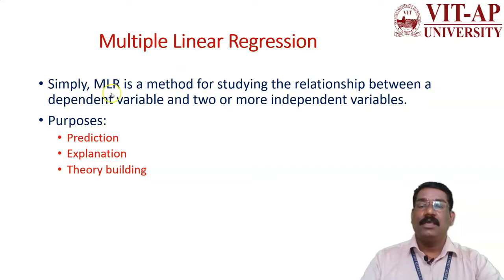So moving further, multiple linear regression. Simply, multiple linear regression is a method for studying the relationship between a dependent variable and two or more independent variables. The purposes are, one, predicting things, the other, explanation, and another, theory building. That's why we use multiple regression analysis.